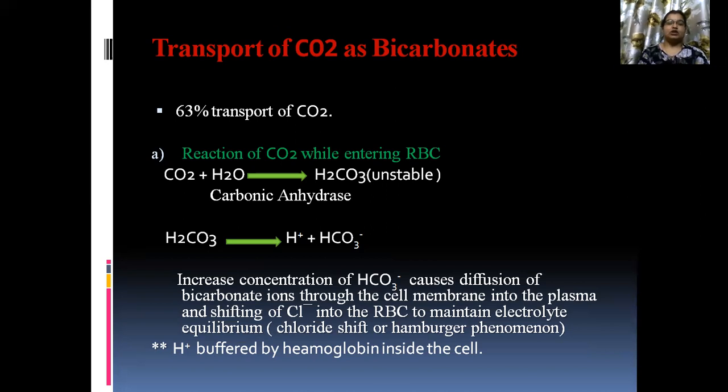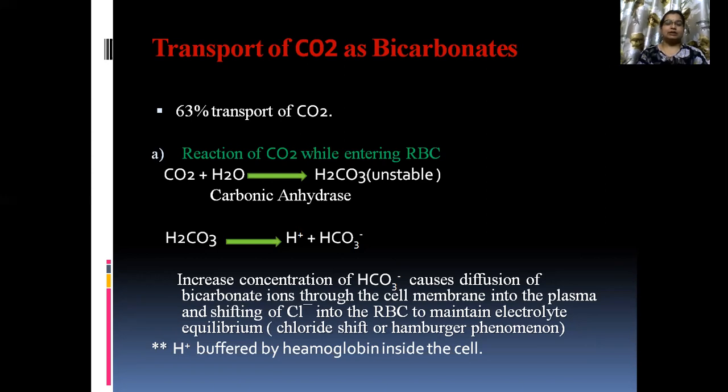In RBC, CO2, which is produced by metabolic waste, combines with water to form carbonic acid in presence of carbonic anhydrase. Carbonic acid is a very unstable compound and it divides into H plus ion and bicarbonate ion. Increased concentration of bicarbonate ion causes diffusion of bicarbonate ion through the cell membrane into the plasma and shifting of chloride ion into the RBC to maintain electrolyte equilibrium. It is called chloride shift or Hamburger phenomenon.